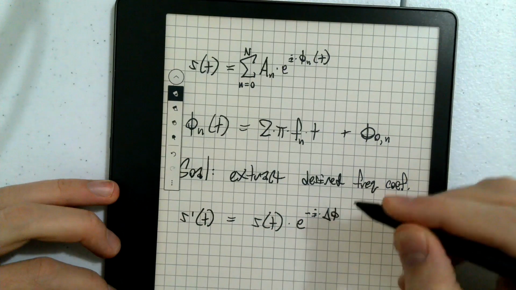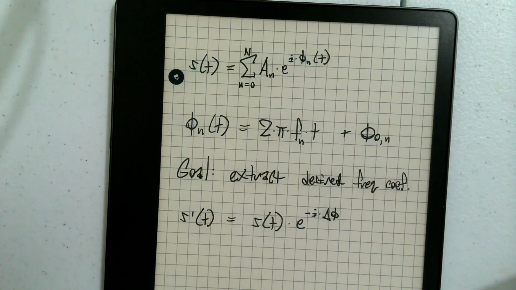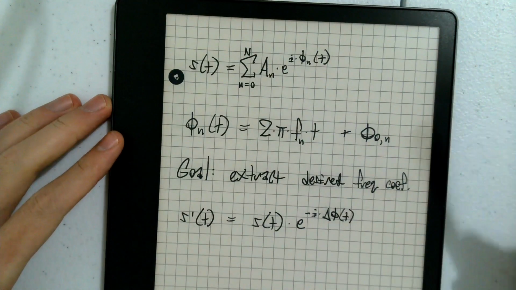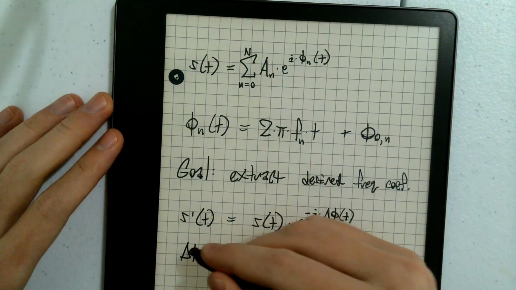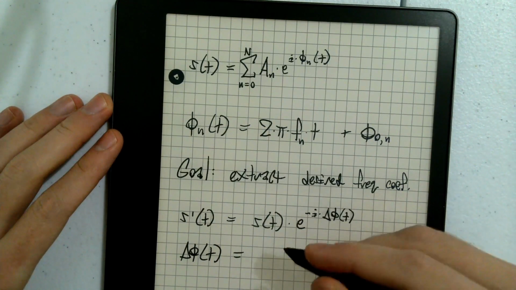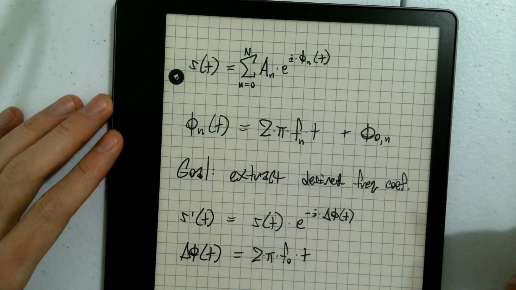We'll call it delta phi. So what this does is this S prime is actually a transformed signal. Now, what we want to do is delta phi of t, and the delta phi of t is equal to 2 pi f naught t. We have some frequency f naught that we are interested in extracting the coefficient for. We want to know how much of this frequency is in the signal that we are looking at.